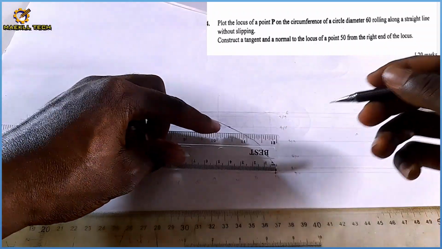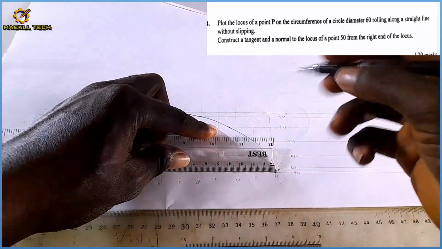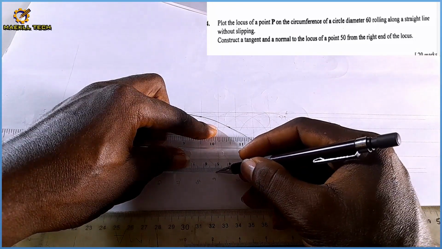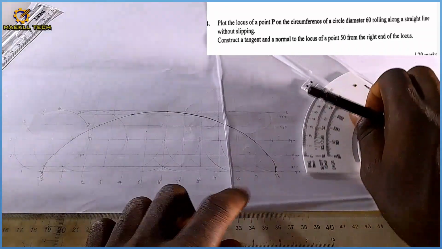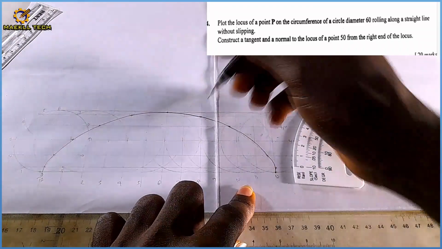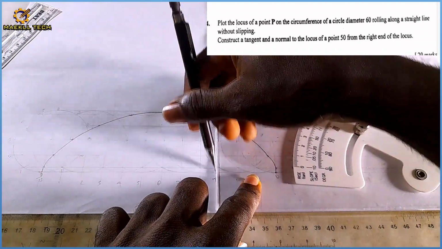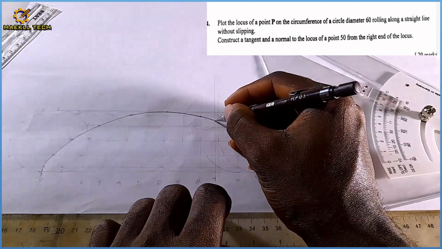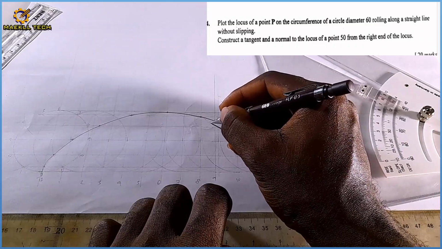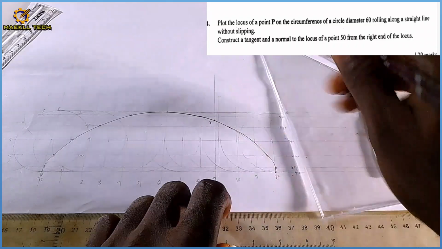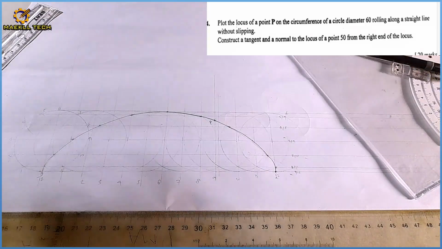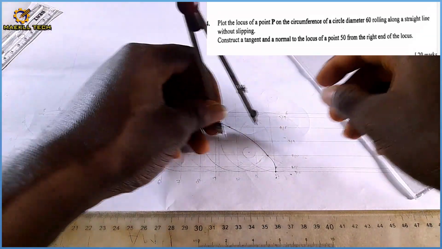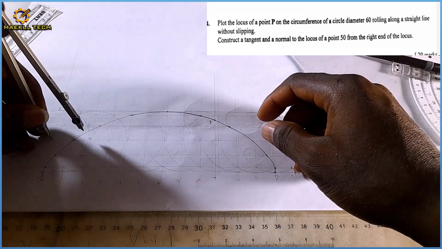So from the end of 12 here, from the right towards the left, I measure mark of 50, which is this. On this mark of 50, which I have actually marked right now, I'm going to project it vertically to the top, with my set square. So this mark here is my point P, and that's where I'm going to produce the tangent and the normal.